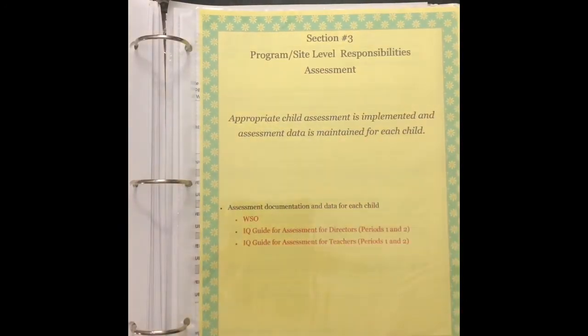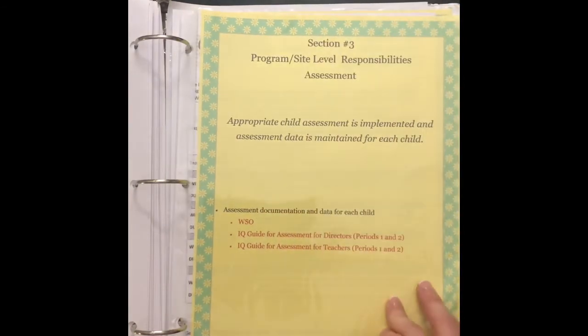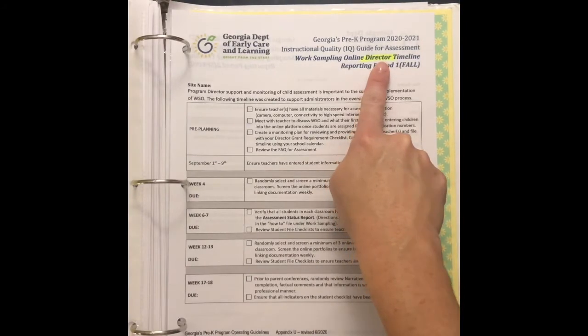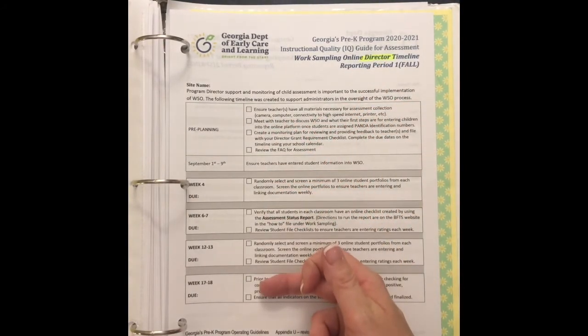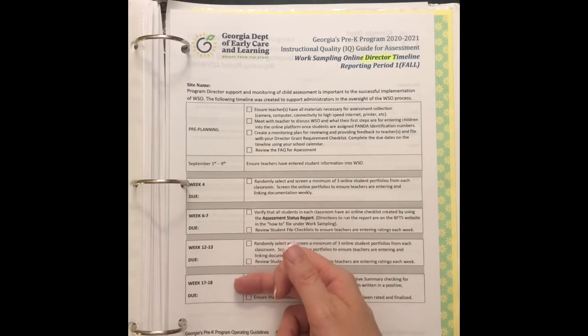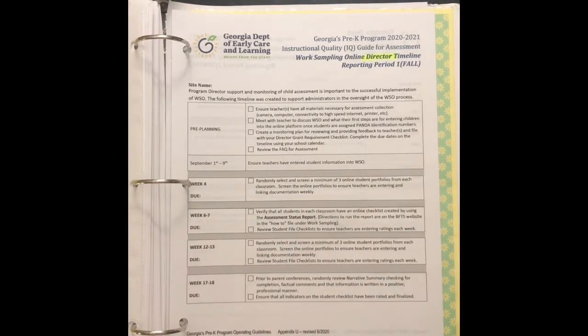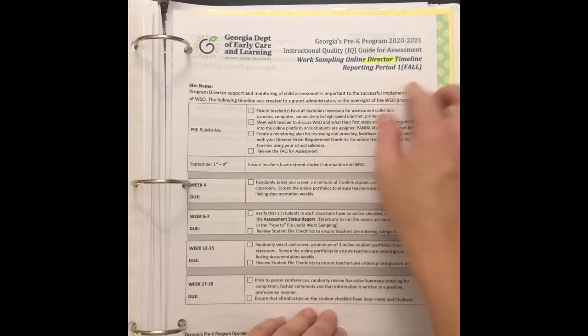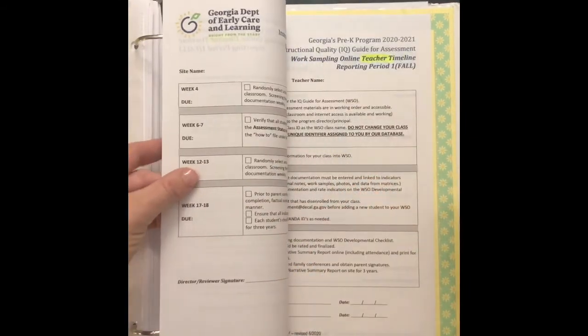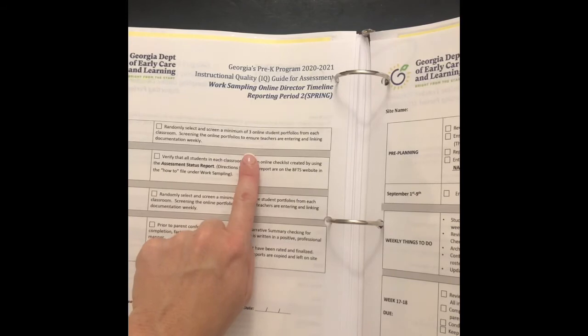The next and final section is the assessment requirements for your program. So site directors and project directors will work together to ensure that appropriate child assessment is implemented for each child. There are 2 IQ guides for assessment. There's one specific to directors, and it has the timeline of things that the directors will do throughout the school year to make sure that teachers are implementing WSO. There's an IQ guide for the fall, and then there is also one for the spring for directors.